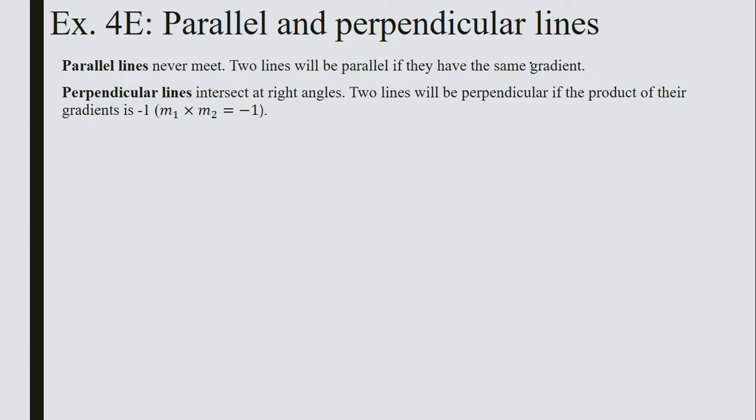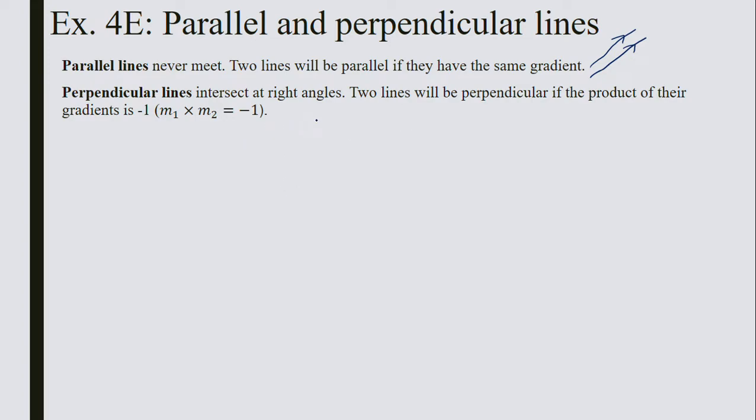So on the screen right now we've got some definitions. Parallel lines are two lines that go in exactly the same direction. So if I draw that out, we've got two parallel lines. They're never going to meet, they go in exactly the same direction forever and ever, okay? What this means is that two parallel lines will have the same gradient, okay? So they have to increase in the x at the same rate as the y for both lines.